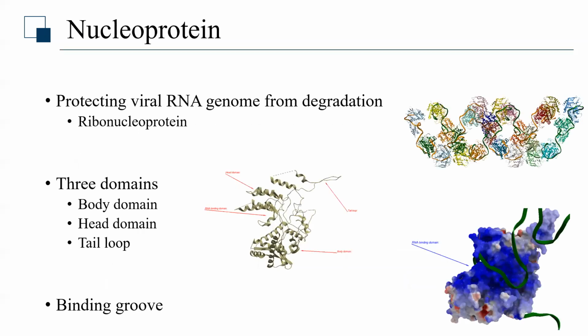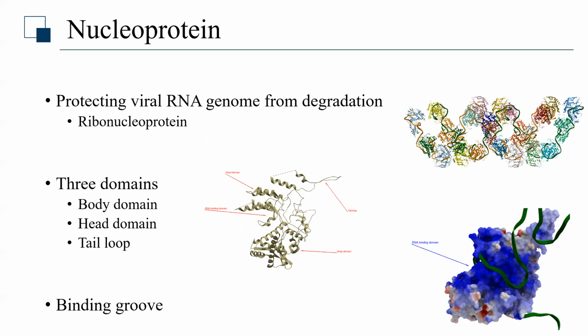So the first protein is the nucleoprotein. Nucleoprotein, as we can see in the top right figure from influenza A virus, is a structural protein that encapsulates and protects the viral RNA content from loss and degradation. The nucleoprotein-protected viral RNA of influenza A is also known as the ribonucleoprotein, functioning as a template for transcription inside the host cell.